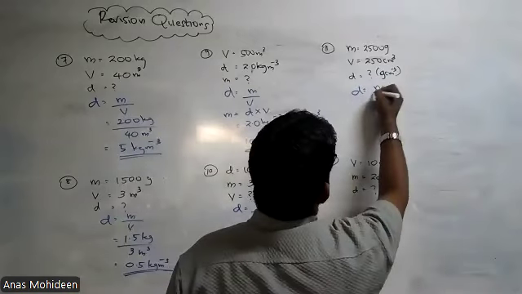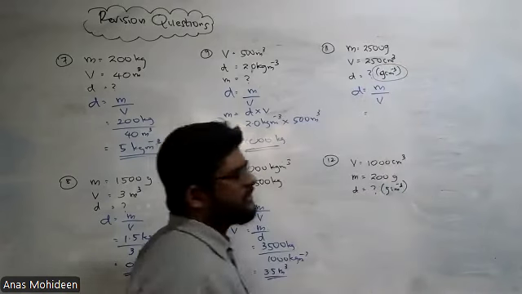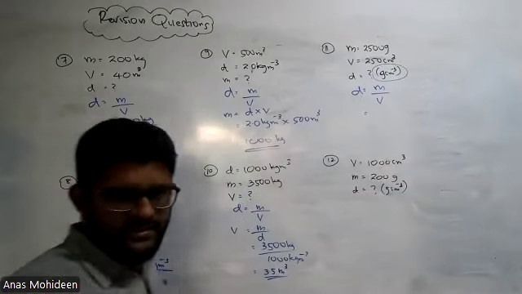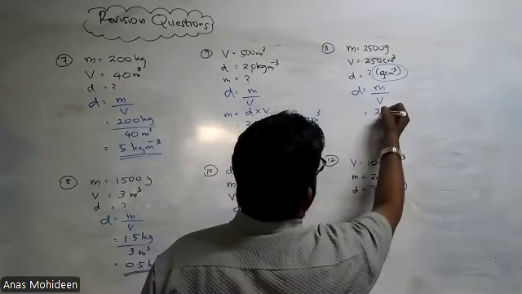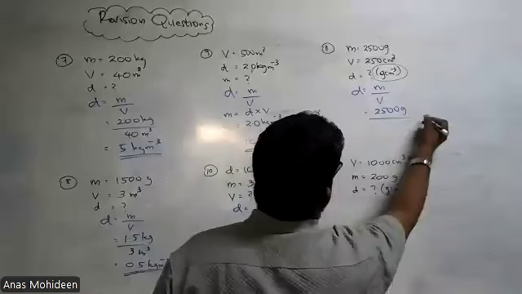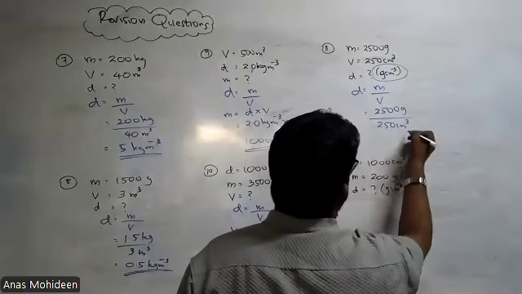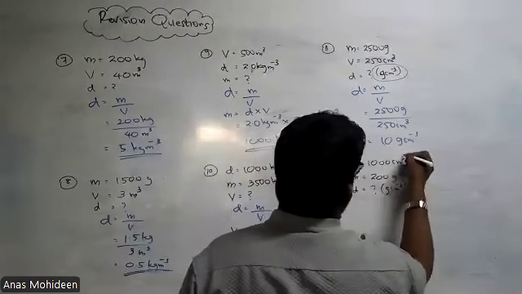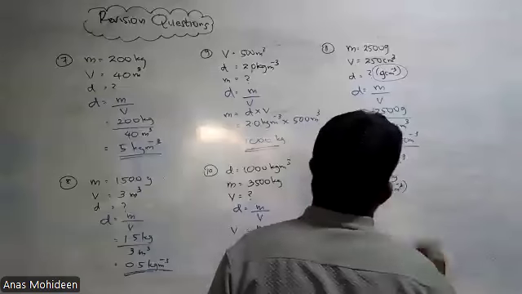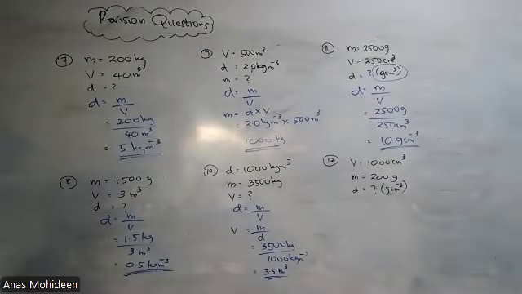D equals M over V. And you can see the question asks you to find the answer in grams per cubic centimeter, so you don't have to convert anything. The mass is given as 500 grams divided by the volume given as 250 cubic centimeters. When you divide, it gives 10 grams per cubic centimeter. Right? 2500 divided by 250 is 10.